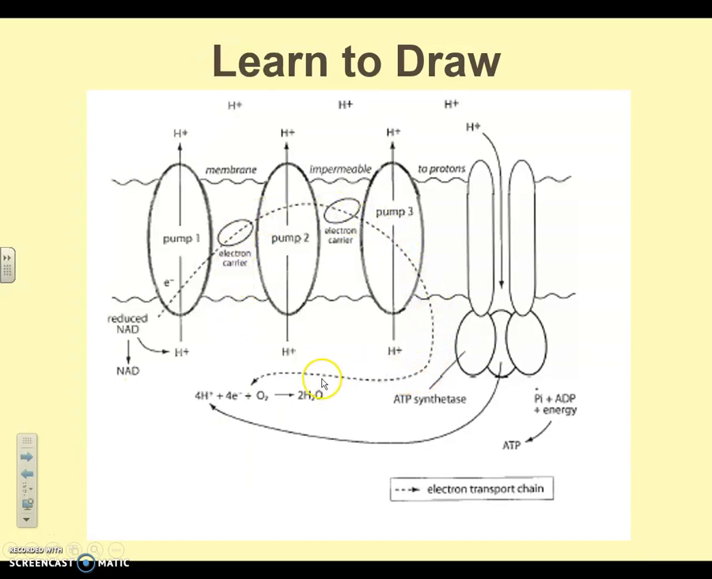So what you need to do in order to get really comfortable with this complicated process is get yourself so that you can draw this from memory. Okay? Go back, rewatch the video, and then have a go at doing that.